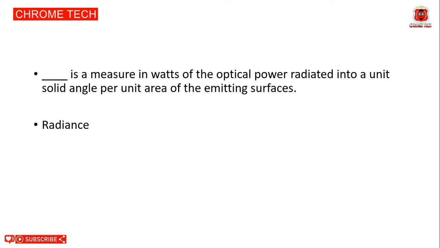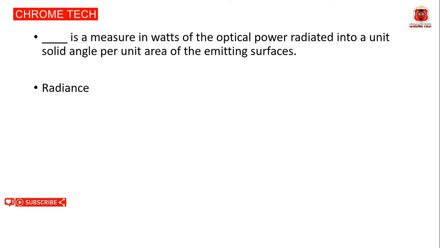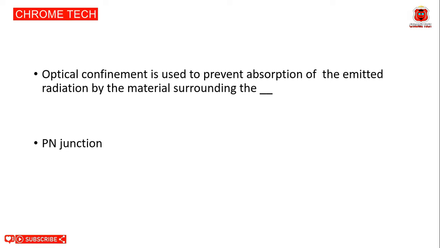Radiance is a measure of watts of the optical power radiated into a unit solid angle per unit area of the emitting surface is the correct answer. Next question. Optical confinement is used to prevent absorption of the emitted radiation by the material surrounding the dash. PN junction is the correct answer.